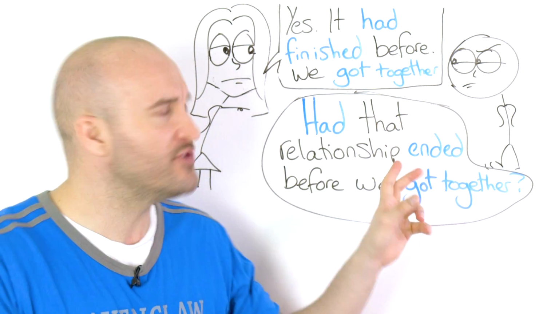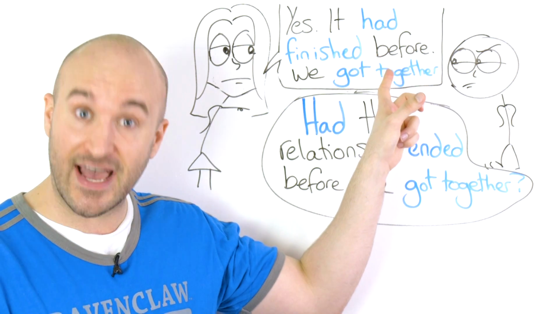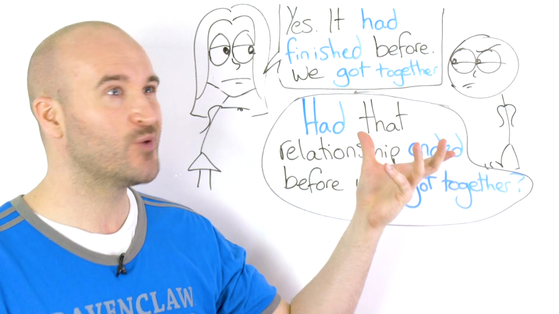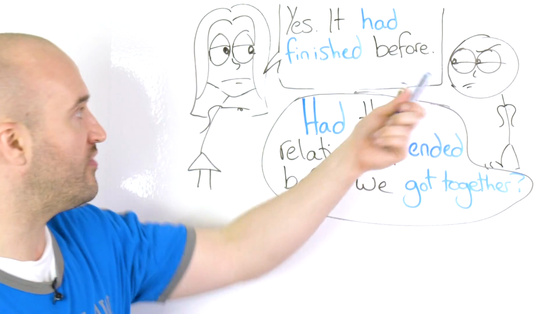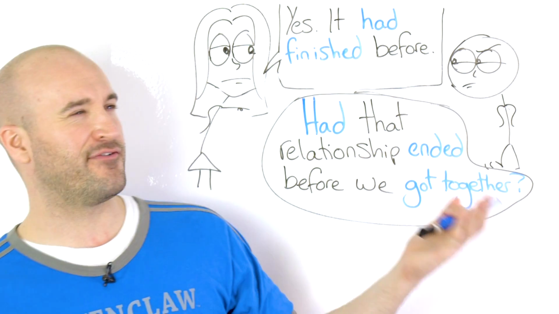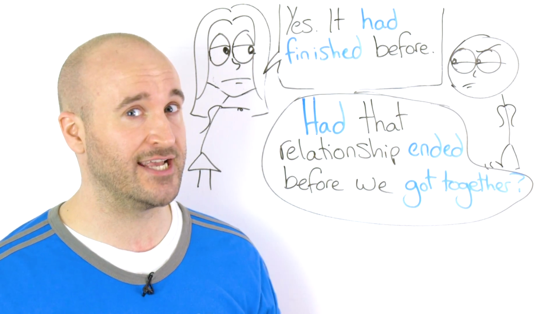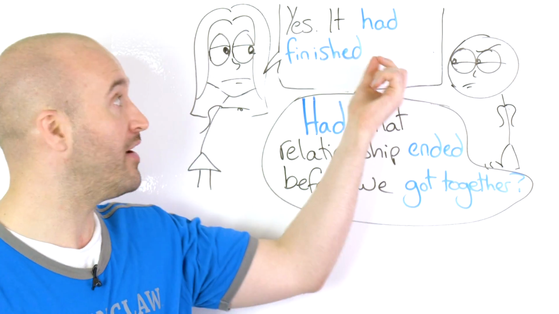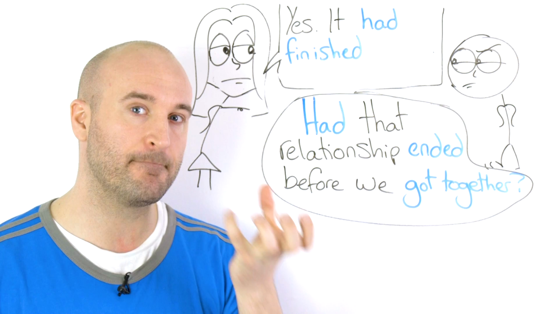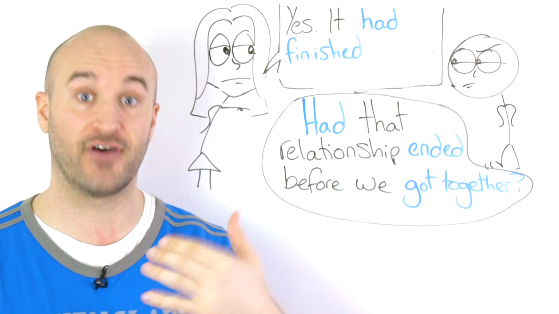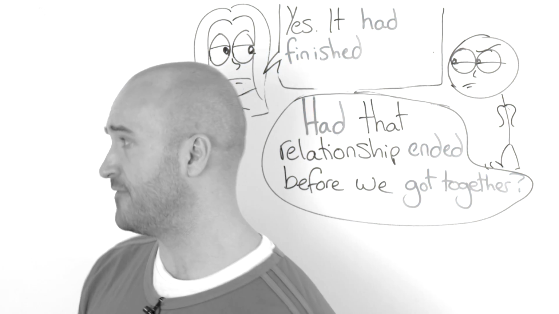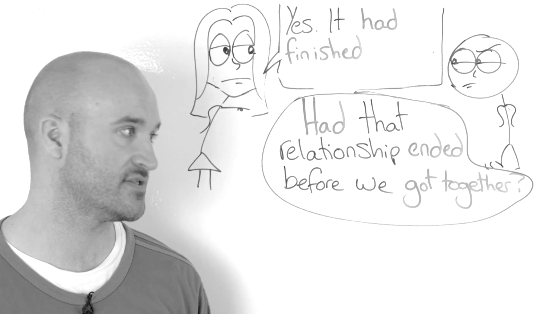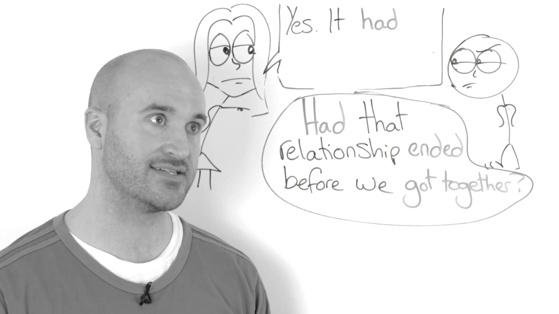So because she used past perfect, that indicates that happened first. So actually, we don't need that sentence. In fact, we don't even need before. We don't need to say that. Why? Because past perfect already implies that that happened first. Had that relationship finished before we got together? Yes, it had finished. Or, yes, it had.